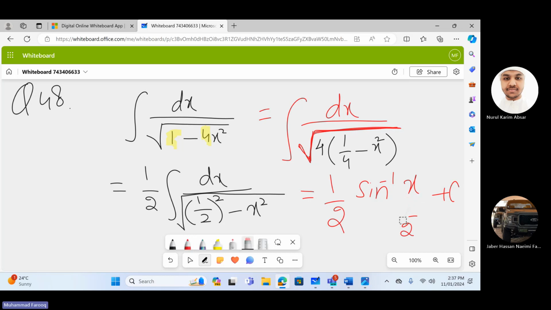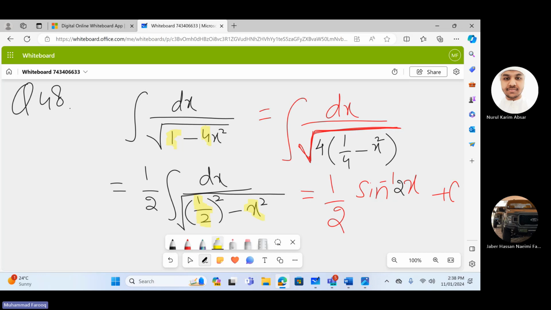It becomes how much? 2x. Yes, please. We got 1 over 2 squared, 1 over 2 because it is 1 by 4. Can I write 1 by 4 like that? Yes, it's fine. So this is my A. It has a square. A means under power 2. This is my U squared. My U is x. So A is half, U is x.